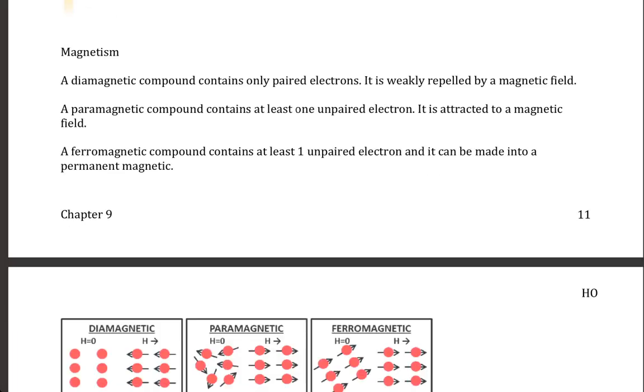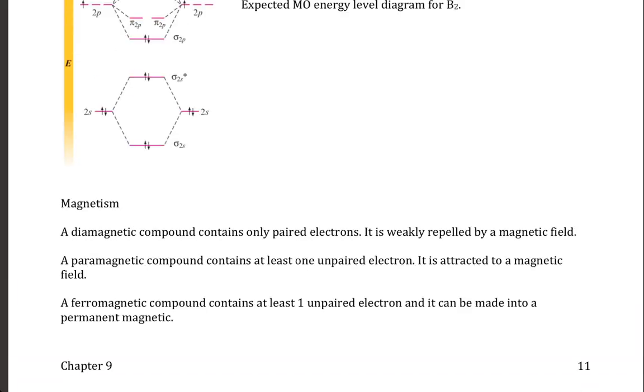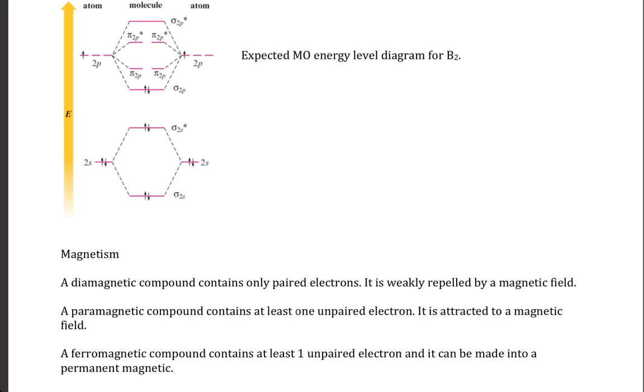Okay, now we'll talk about magnetism. A diamagnetic compound contains only paired electrons. It is weakly repelled by a magnetic field. It is hardly affected by a magnetic field. So a diamagnetic compound contains only paired electrons, and it won't behave as oxygen did in that magnetic field. B2, if this is the correct energy level diagram, it's got all paired electrons. We would expect it to be diamagnetic.